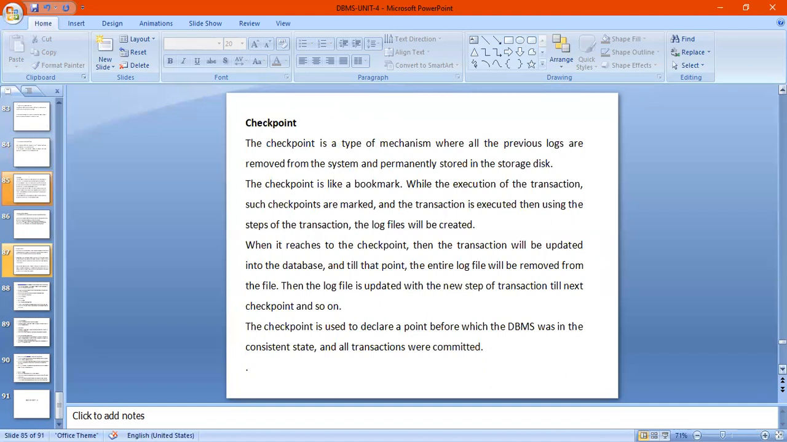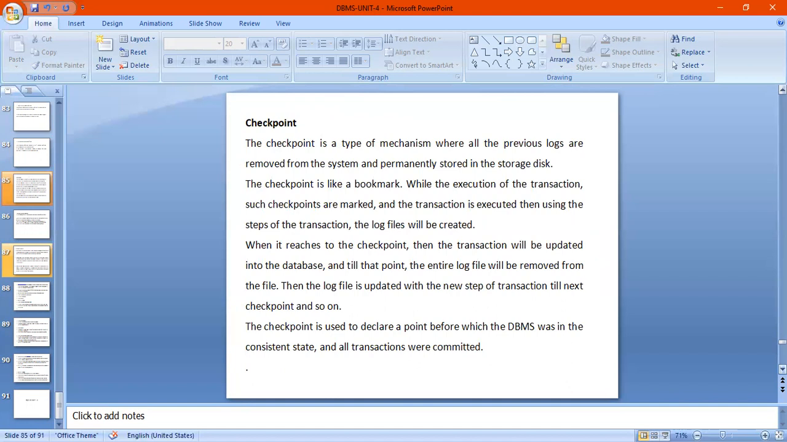Checkpoint. The checkpoint is a type of mechanism where all the previous logs are removed from the system and permanently stored in a storage disk. The checkpoint is like a bookmark. While the transaction is executing, such checkpoints are marked. Then using the steps of the transaction, the log files will be created. When it reaches the checkpoint, the transaction will be updated into the database, and till that point the entire log file will be removed. Then the log file is updated with new steps of the transaction, up to the next checkpoint, and so on.